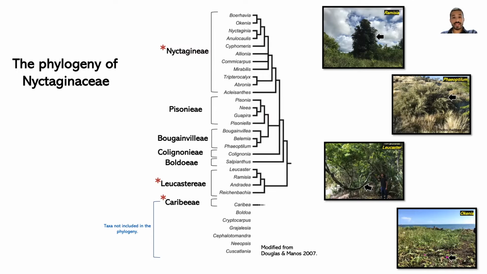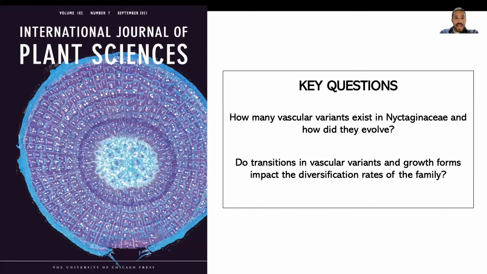It was endemic from Cuba. So you can also see here that there are different growth forms in Nyctaginaceae, including trees, shrubs, lianas, and also herbs. In terms of anatomy, we know that Nyctaginaceae has some particular features, such as the presence of medullary bundles that we can see in the pith of this cross-section of a stem of Pisoniella.